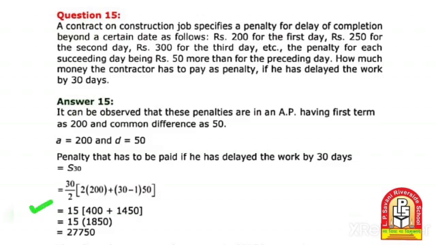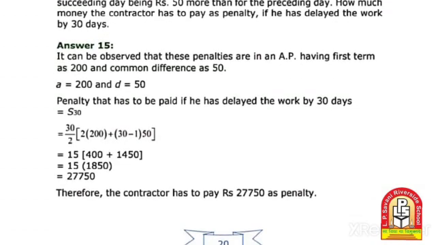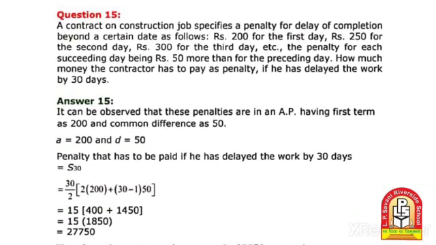So 30 by 2 into 2 into 200 plus 30 minus 1 into 50. So 15 into 400 plus 1450, that is 1850. So that gives us 27,750. Therefore, the contractor has to pay 27,750 as penalty.